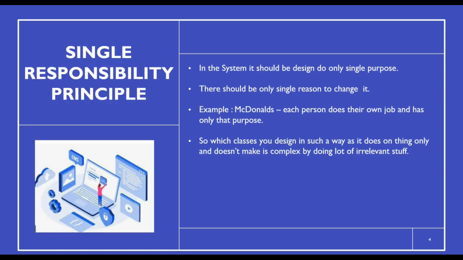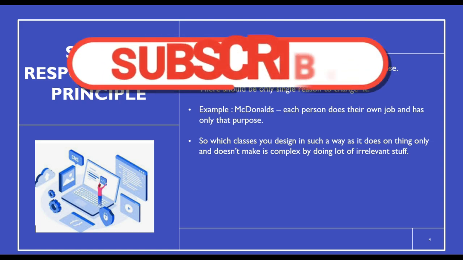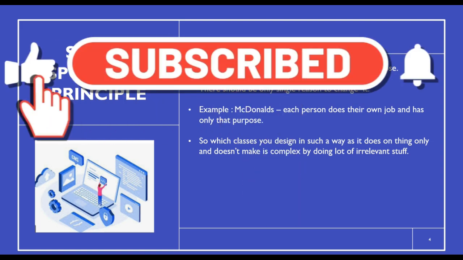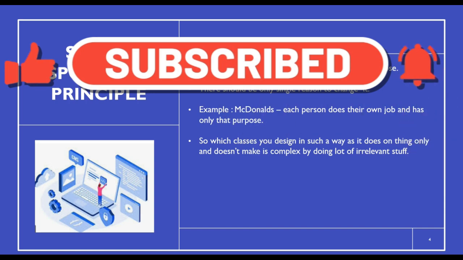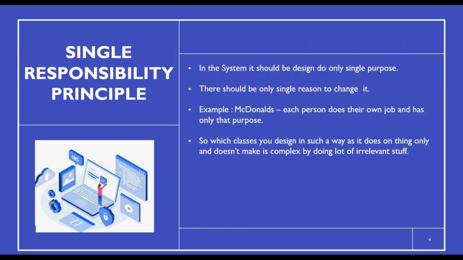The very first one is the single responsibility principle. When you're designing any system, it should be designed in such a way that it only does a single thing. It should have only one purpose. It should not do all these features in a single thing, because that will make the system very complex. It has to be created for that particular purpose, maintained for that particular purpose, and modified for that particular purpose.